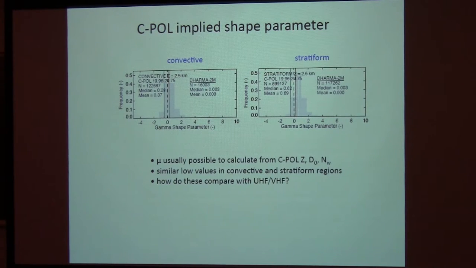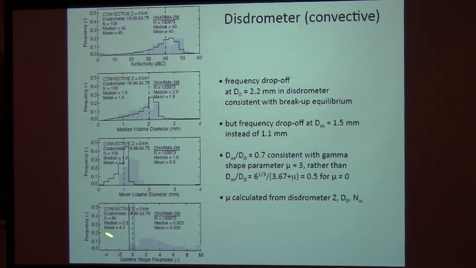So what is another thing that we did, again, this is kind of a very new data set from CPOL, and I think a powerful data set. Basically what we did is calculate from Z, D0, and NW what the shape parameter would be that would match those. And what we found is that in both convective and stratiform regions, we found values of, say, 0 to 2. These are small shape parameters. And you can see this one here was more like 0 to bigger than 10.